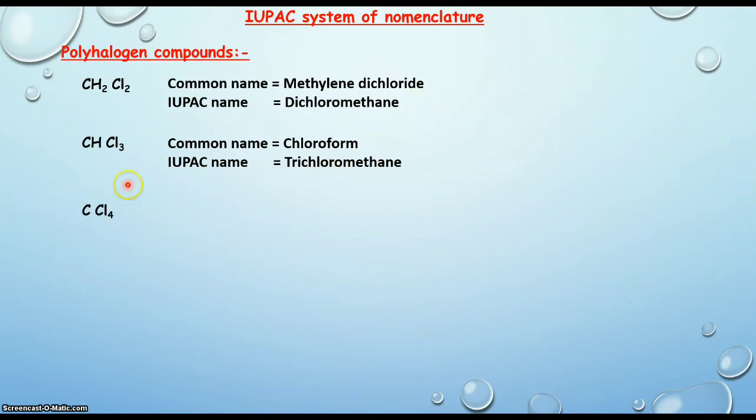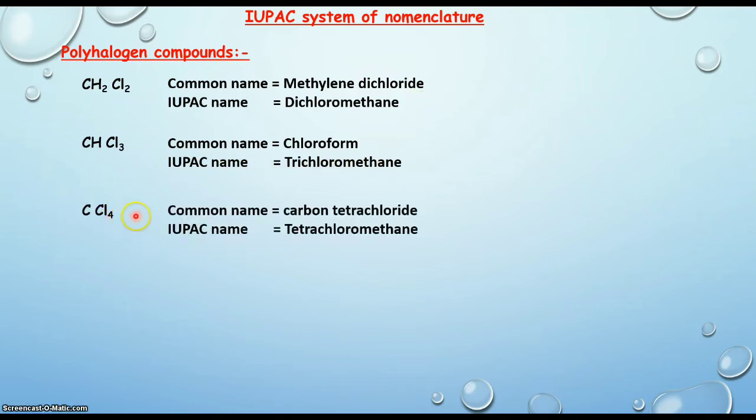The next example is CCl4. Common name for this compound is carbon tetrachloride. Four chlorine atoms are bonded to a single carbon atom. Therefore, IUPAC name of this compound is tetrachloromethane.